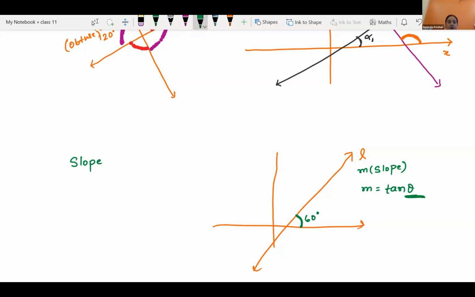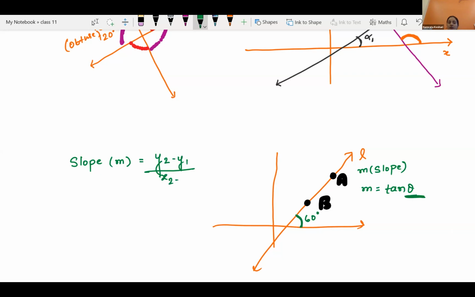Yes, miss. Okay, so we can find the slope by taking any two points on this line. If you know the coordinates of a point A and a point B, then you can find the slope by using the formula. There are two formulas for finding the slope. One with the help of the coordinates, that is y2 minus y1 by x2 minus x1.